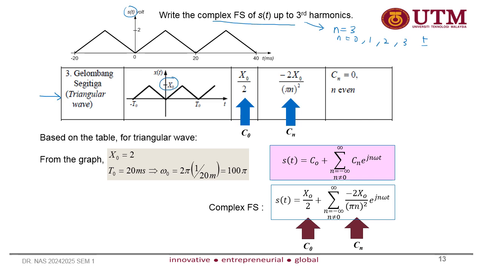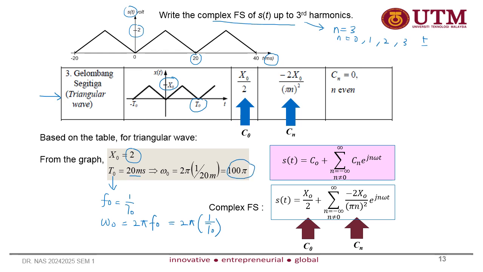So in this case, x0 equals 2 volts. And then your t0 is equal to 20 milliseconds. From t0, you can calculate your f0 equal to 1 over t0. From here, you can get your omega naught equal to 2 pi f0, which is equal to 2 pi times 1 over t0. So in this case, your omega naught equals 100 pi.